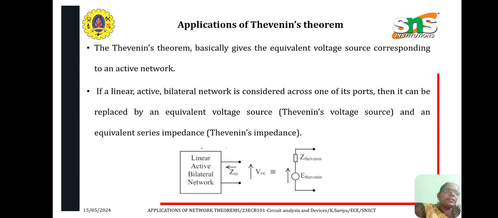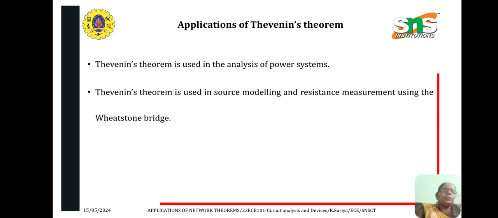Next one is Thevenin's theorem. It basically gives an equivalent voltage source corresponding to an active network. You know that if a linear active bilateral network is considered across one of its ports, then it can be replaced by an equivalent voltage source and an equivalent series resistance as shown in the figure here. Thevenin's theorem is used in the analysis of power systems, and also in source modeling and resistance measurements using the Wheatstone bridge.